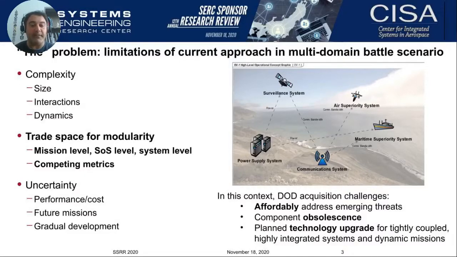Even modularity though poses some problems. There's a large trade space. First of all, where do we put our modularity? Is it at the mission level? Is it at the system of systems level? Is it modularity in individual systems?